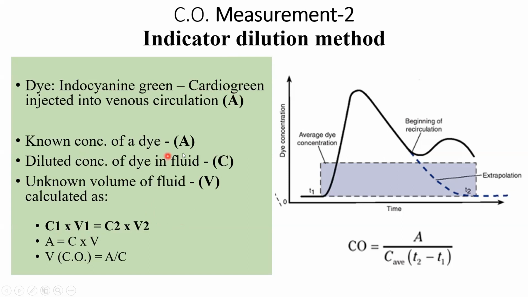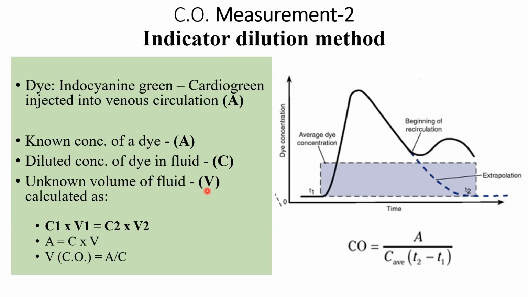So that will be depicted by, say, the letter A. Okay, known concentration of a dye. And then when we have injected this amount, say around 5 ml, the diluted concentration of the dye in the fluid will be depicted as C. Okay. And what is the unknown? What do we want to know? We want to know the fluid in which it has been diluted in, which will reflect the cardiac output. That is denoted by V.